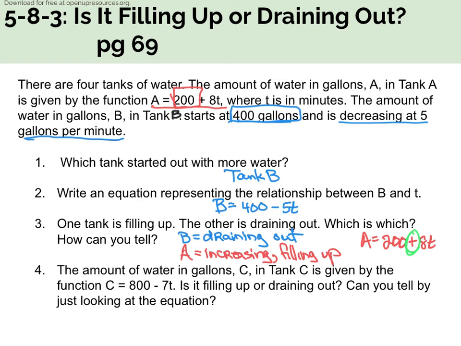And then we have tank C. C equals 800 minus 7T. Is it filling up or draining out? How can we tell? By just looking at the equation. I am going to say that it is draining out. How do I know? Well, it's because it's subtract 7T.